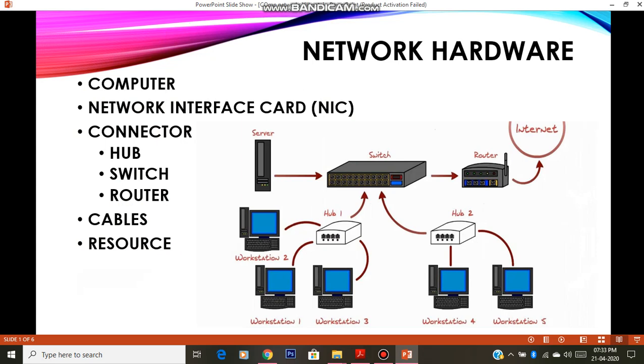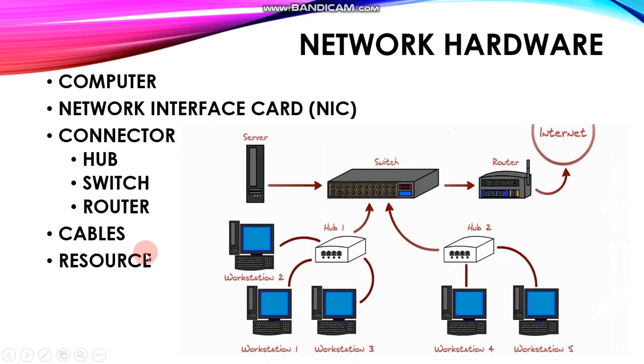What all things you need to connect the computers or other devices to a network. In network hardware, we require a computer, we require a NIC, network interface card, and third, we require a connector. Under connector, there are three types again: hub, switch, and router. Next, the fourth requirement is cables, and next is resource. So we will see one after the other.